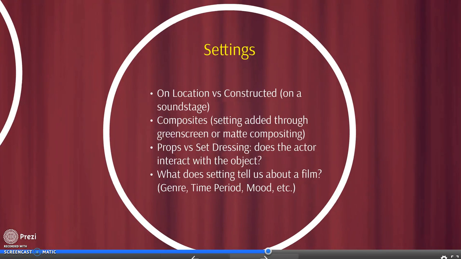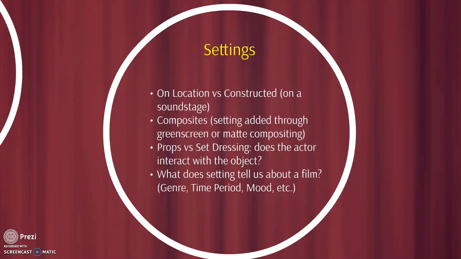So when I refer to settings, I'm talking specifically about on location versus constructed on a soundstage. On this slide, you'll also see a reference to composites, which is a setting that's added through green screen by computer generated imagery or through matte compositing, which is essentially a layering of images that happens during the editing process. But if you'll remember my last video, I talked about how digital effects are not really considered part of mise-en-scène because they are produced in the film production process overall.